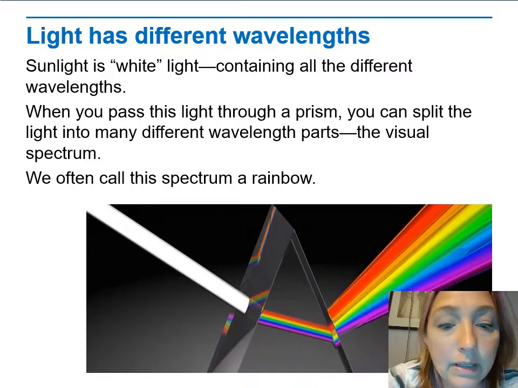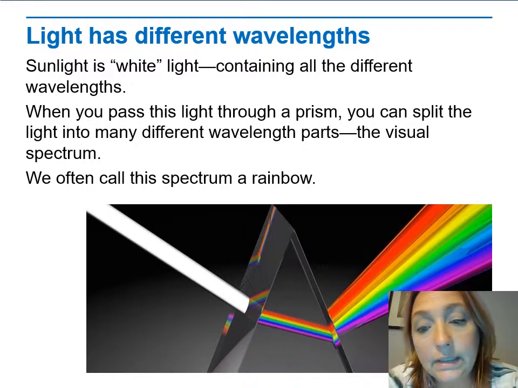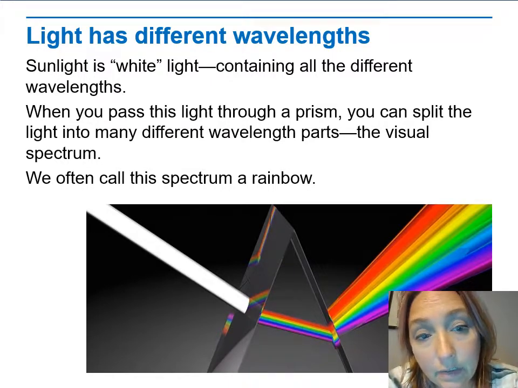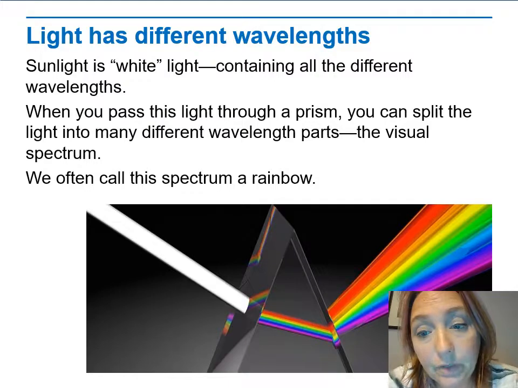If you look at the image below, you'll see a bar of white light passing through a prism. On one side the light is white, and on the other side we see a whole rainbow of color. Well, sunlight is a white light. It contains all the different wavelengths, and when you split it, you see the rainbow, or the visual spectrum.